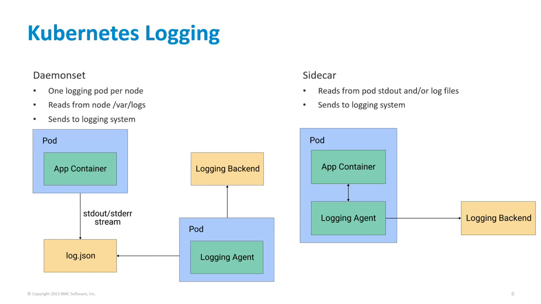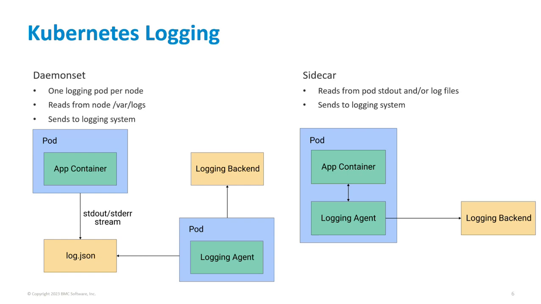The other approach is what's called a sidecar container. So within your application pods, as well as having your container where the application runs, you have a component, a sidecar, that runs alongside it within the same pod and is able to collect the logs from that particular application and again send them off to some kind of logging backend.